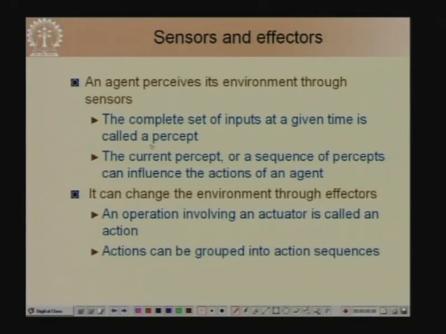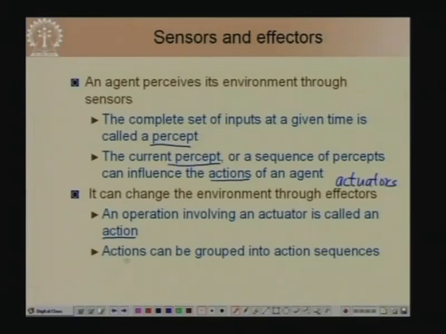So, what is a percept? The complete set of input at a given time that the agent gets is called its percept. The input can be from the keyboard or through its various sensors. The sequence of percepts, maybe the current percept or maybe all the percepts that the agent has perceived so far, can influence the actions of an agent. The agent can change the environment through effectors or actuators. An operation which involves an actuator is called an action. So, the agent can take action in an environment through the output device or through the different actuators that it might have. These actions can be grouped into action sequences.